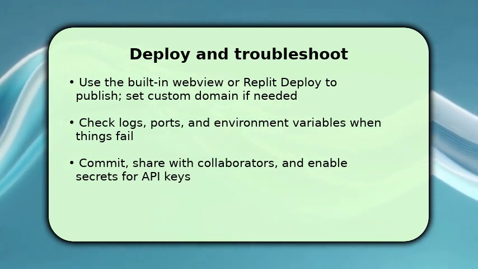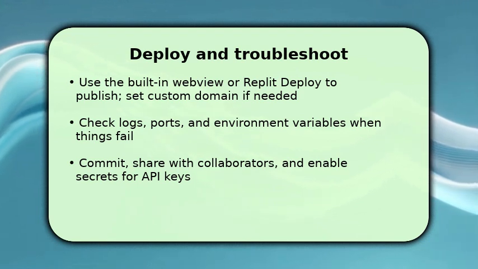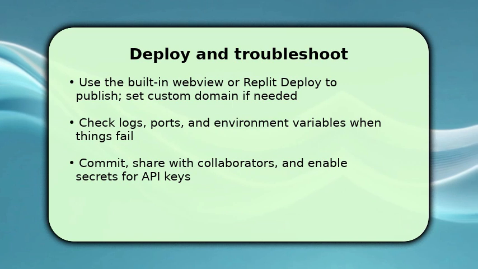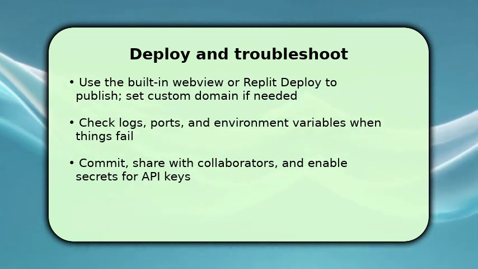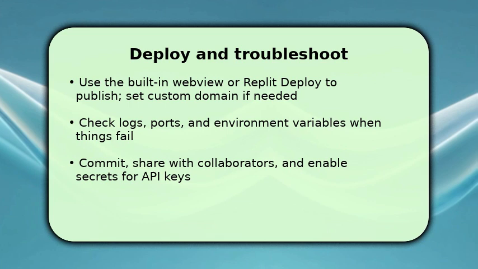If something goes wrong, check logs first, confirm port numbers, and verify environment variables and secrets. Misconfigured run commands or missing API keys are common culprits. Once stable, commit changes, invite collaborators, and use secrets for sensitive values to keep the project secure and reproducible.